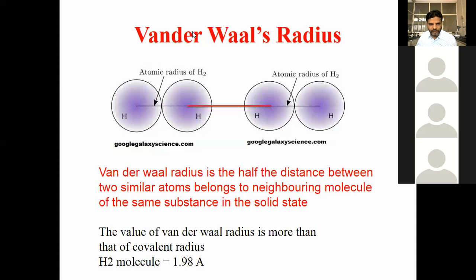For example, here this is one H2 molecule and this is another H2 molecule. This is one hydrogen atom, this is another hydrogen atom. The two hydrogen atoms within a molecule are attached by a covalent bond. But this hydrogen atom belongs to one molecule and this hydrogen atom belongs to the other molecule. The distance between them, half of it, is known as van der Waals radius. Van der Waals radius is defined as half the distance between two similar atoms belonging to two neighboring molecules of the same substance in the solid state.